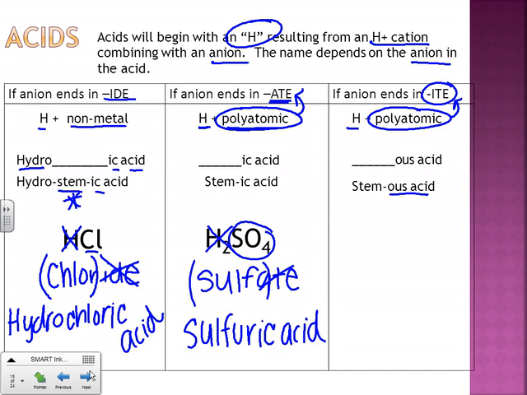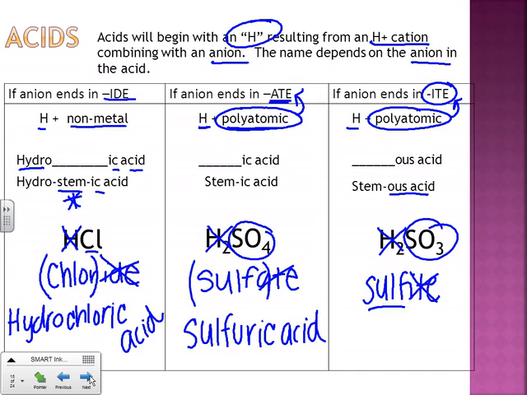So if I had H2SO3, you ignore this H and you look up what SO3 is. If you look on your polyatomic ion chart, the name of this is sulfite. Okay? We take off that ending and the stem is SULF. Now, since sulfus acid kind of sounds weird, just like sulfic acid, we add the UR back in the name. So this becomes sulfurous acid.